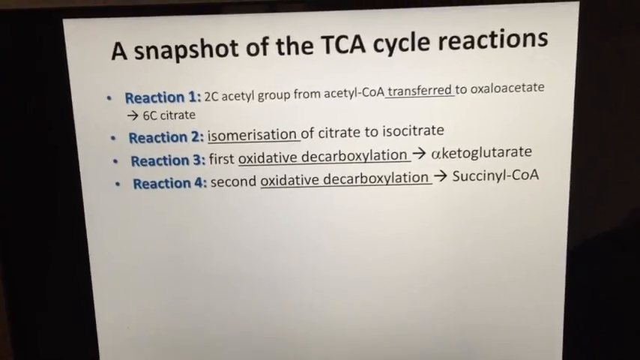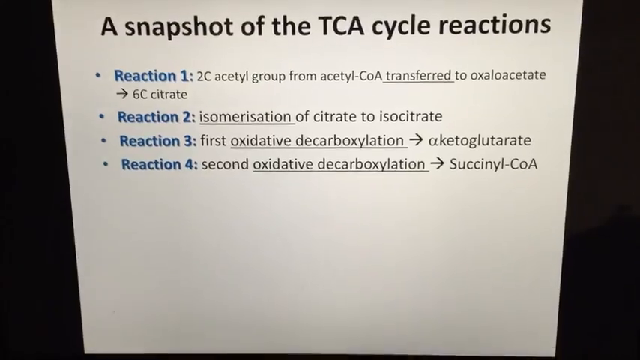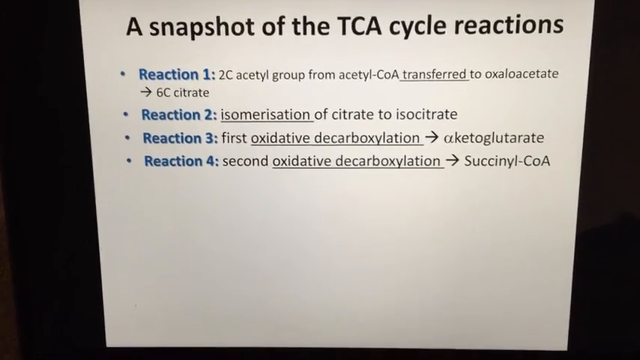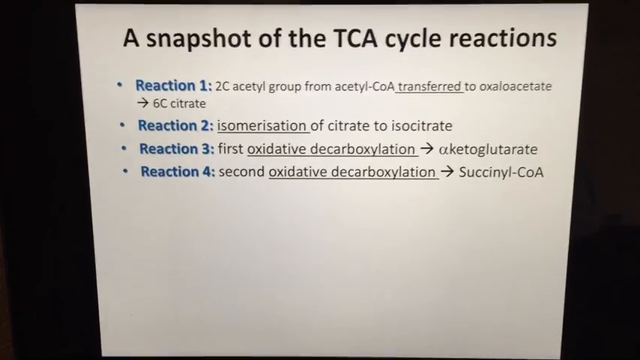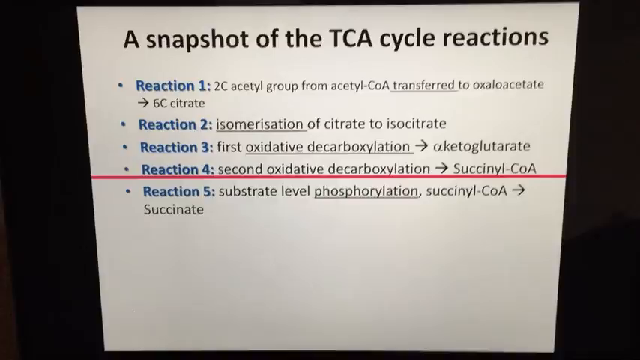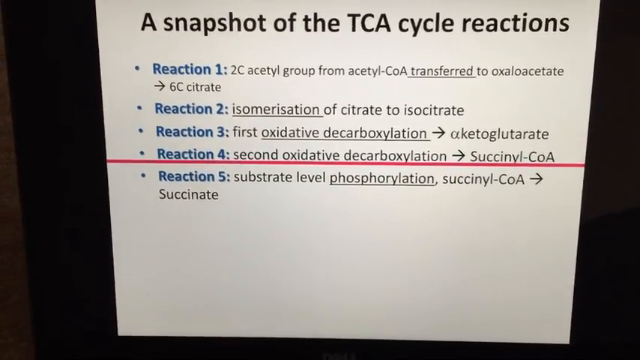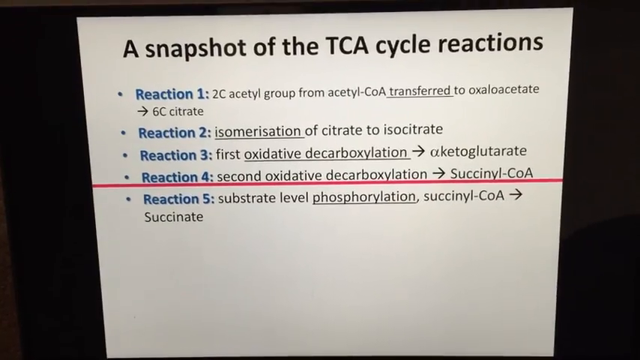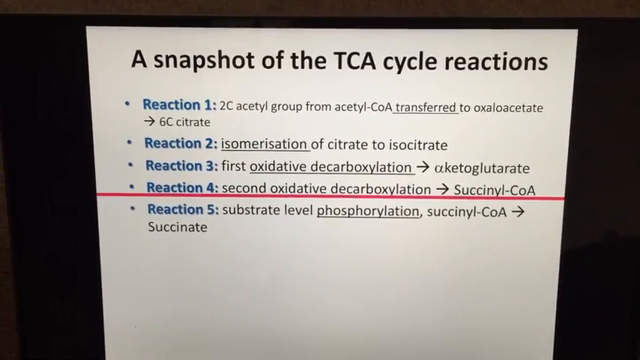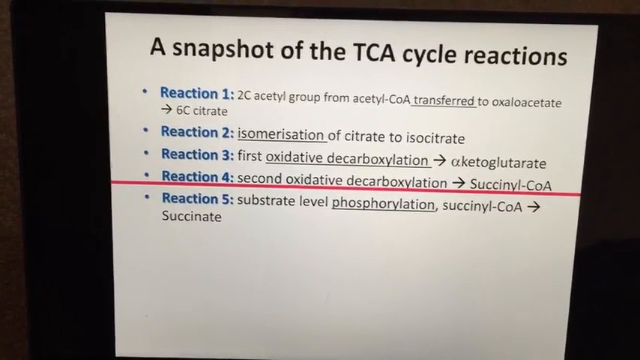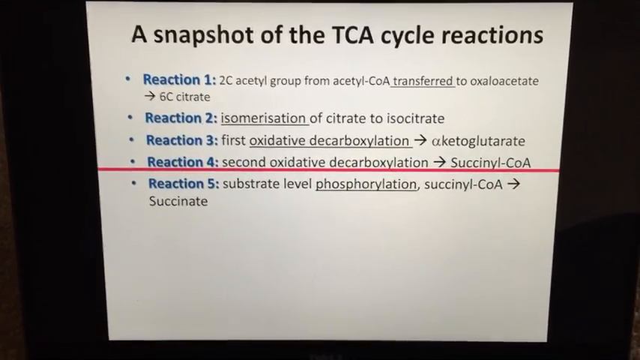And then reaction 4 is the second oxidative decarboxylation reaction to form succinyl-CoA. So how many carbons must succinyl-CoA have? It must have 4. And that is the end of the first half of the cycle. We could consider that the objective of that is to create the 2 carbon dioxide molecules, or expel those 2 carbons that entered as the acetyl group out as carbon dioxide.